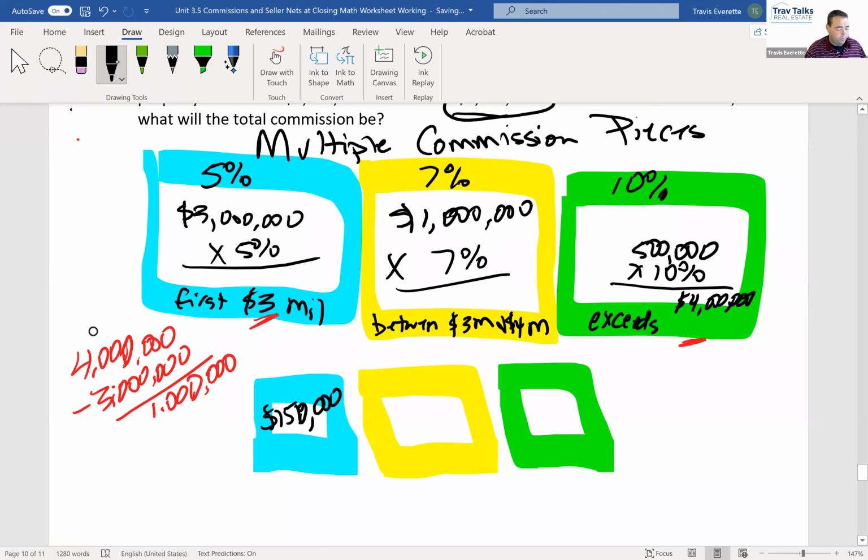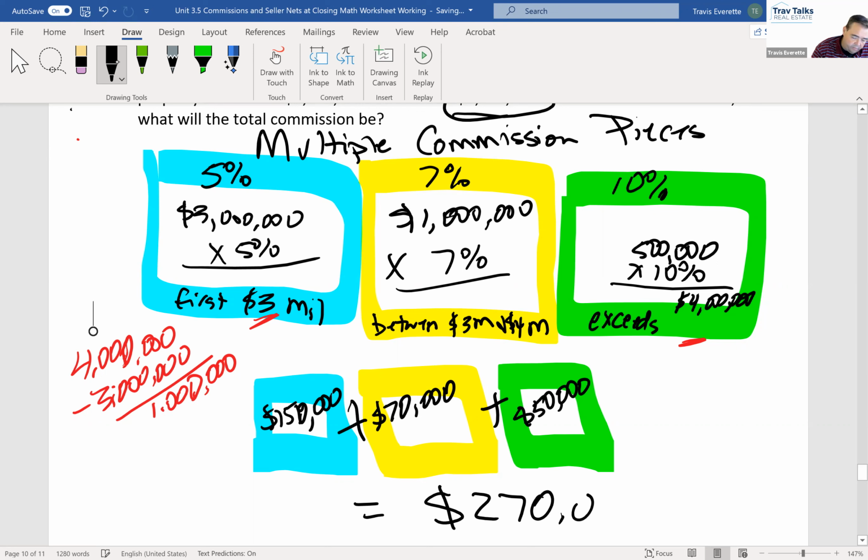Okay. 1 million times 7%, that's $70,000. 500,000 times 10%, that's $50,000. And now just add them together. So if I do 150,000 plus 70,000 plus 50,000, that equals a total commission of $270,000 on that transaction.